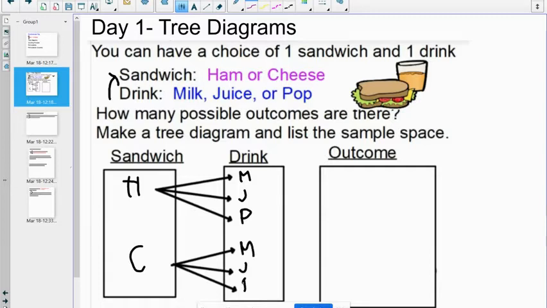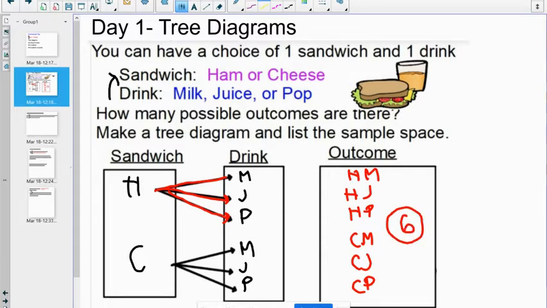Milk, juice, or pop. Now, to write out our outcomes, remember how we follow the line here? So we have ham and milk, ham and juice, ham and pop, if we follow these arrows. And the same goes for the cheese sandwich. So we have cheese and milk, cheese and juice, and cheese and pop. If you add all of those up, we have 6 different outcomes. I think that was the same example from the day 1 notes.